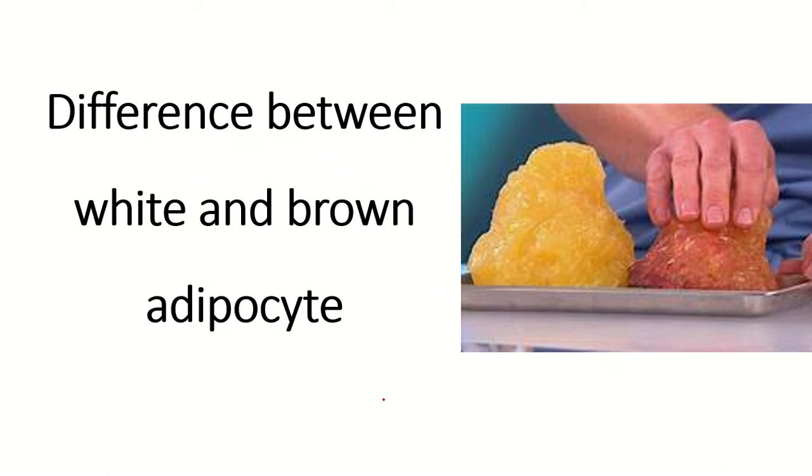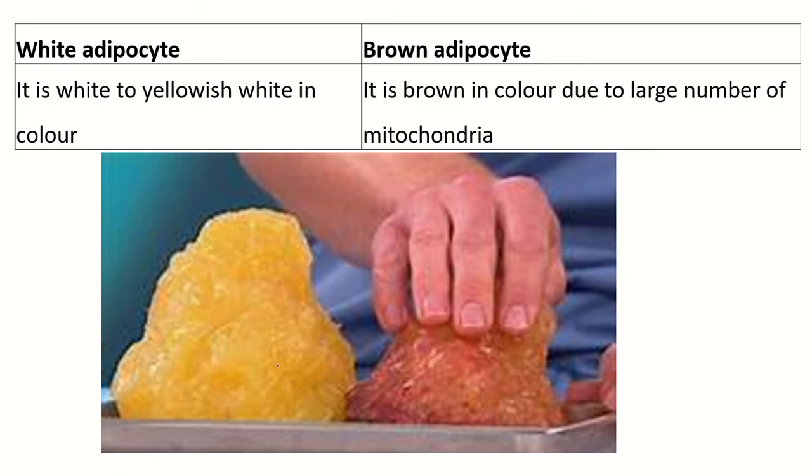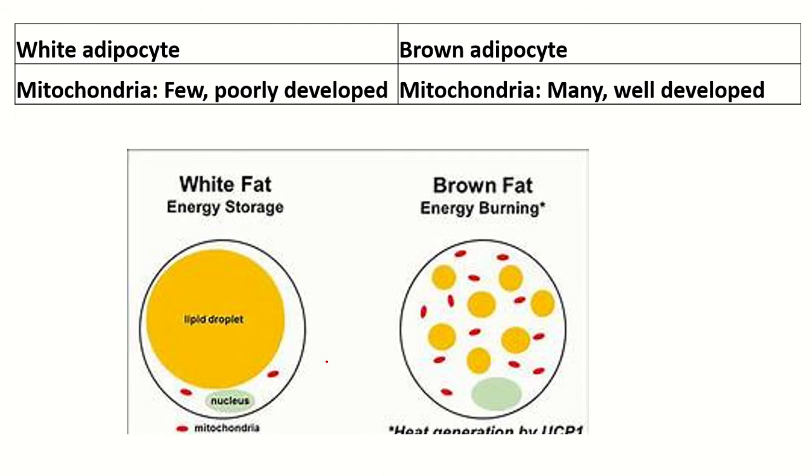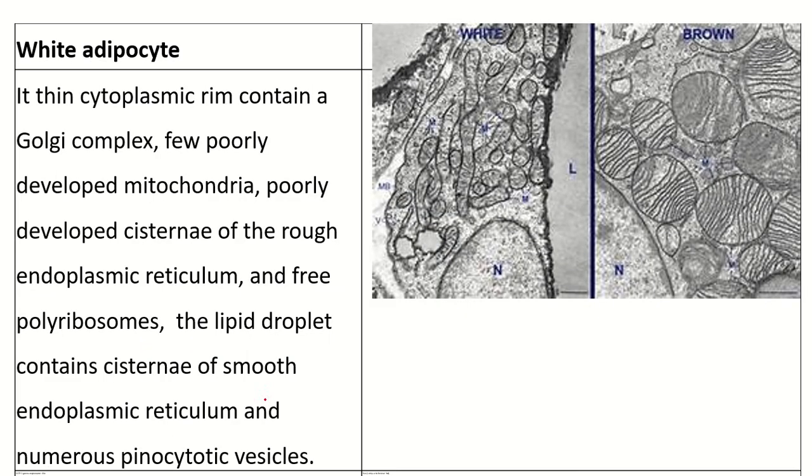In this video, I discuss the difference between white and brown adipocyte. The color of the white adipocyte is white to yellowish, while brown adipocyte is brown in color due to the presence of a large number of mitochondria. Mitochondria are few and poorly developed in white adipocyte, but in brown adipocyte mitochondria are many and well developed.